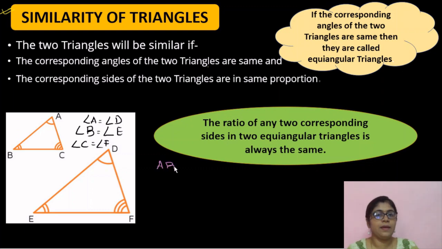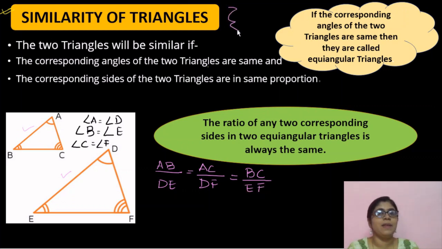That means if A equals D, B equals E and C equals F, we can say that AB by DE, because AB and DE are corresponding sides, equals AC by DF, which equals BC by EF. This is known as similarity of triangles. Similarity is totally different from congruency. In congruency, all the angles should be the same and all the sides should be the same. But here, sides should be in proportion.